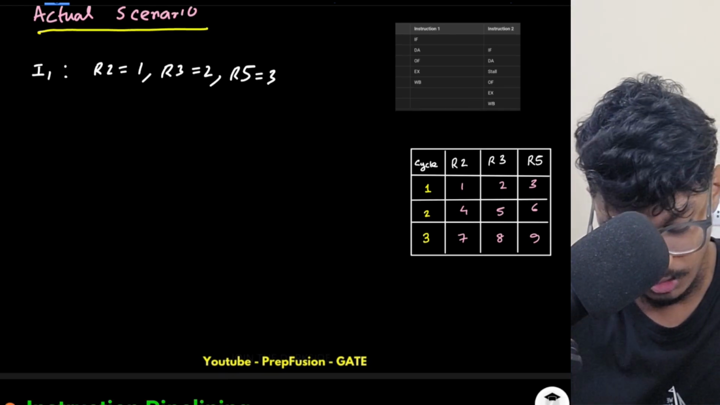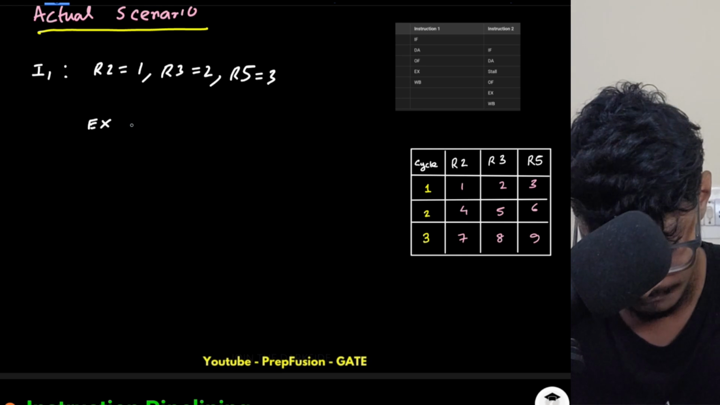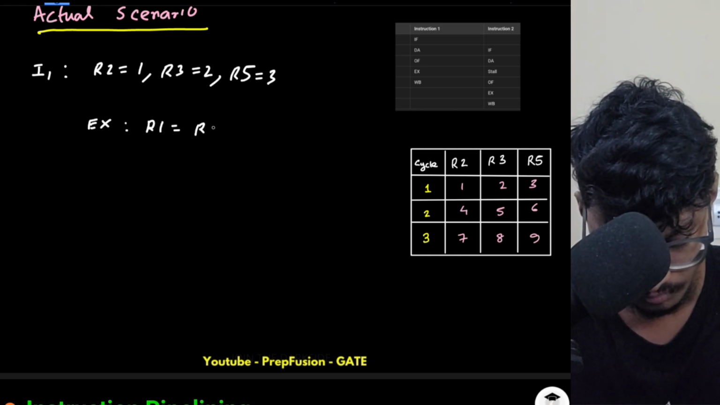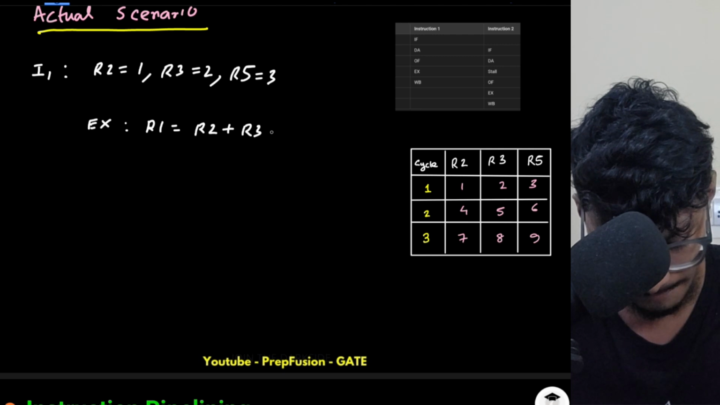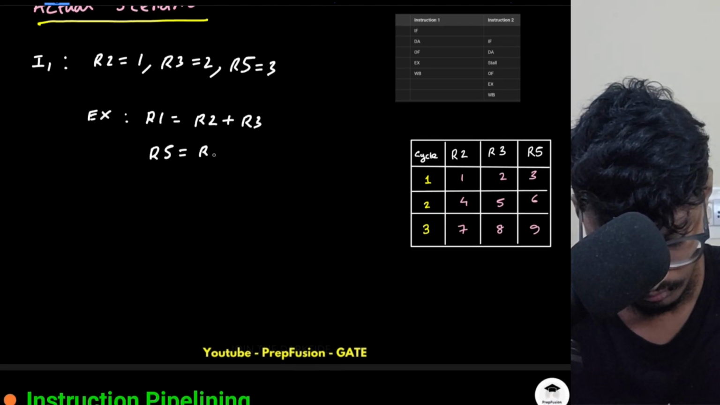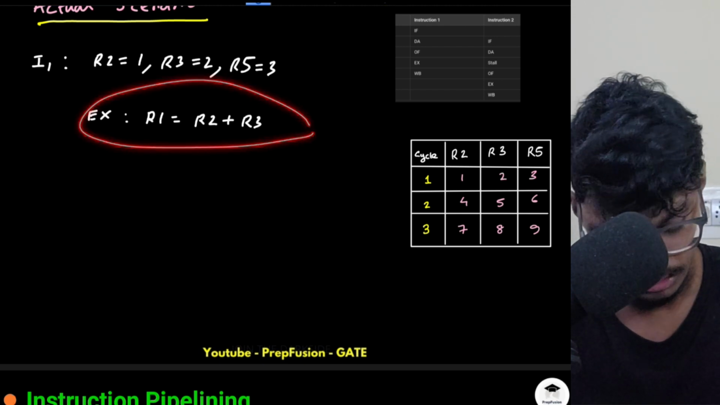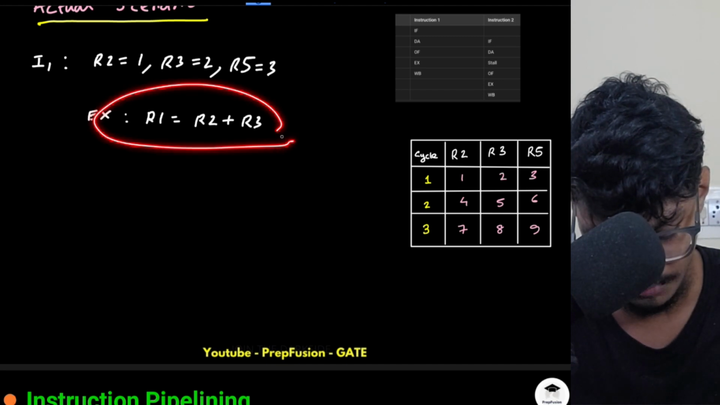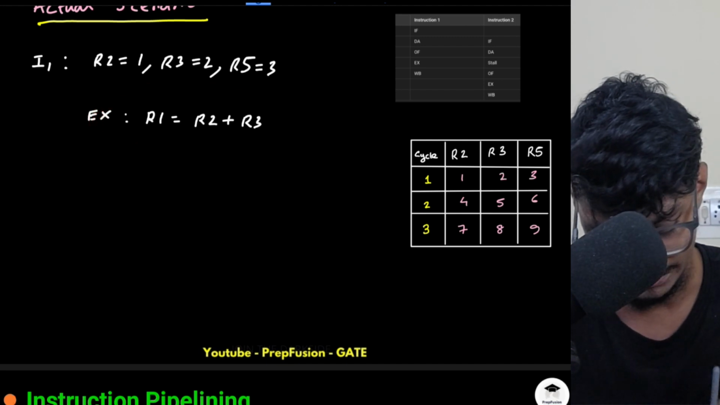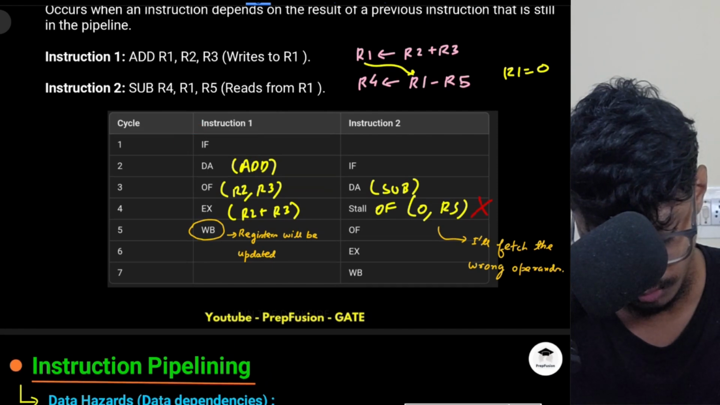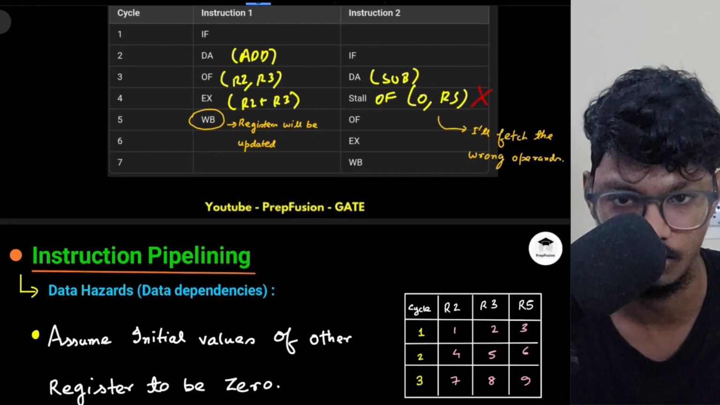After fetching the operands, it will go into the execution phase, correct? And it will execute R1 equals R2 plus R3. This is the first instruction, right? That is the only instruction it will follow, because we assumed the I1 instruction to be only adding R2 and R3, right?